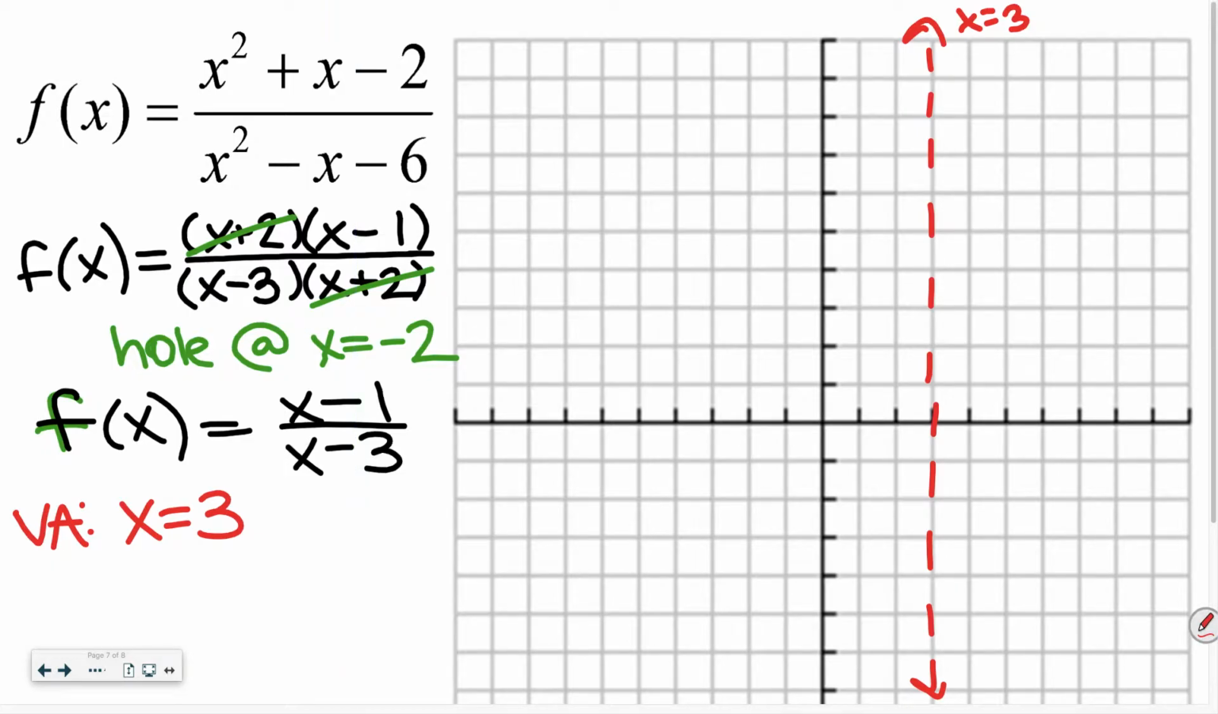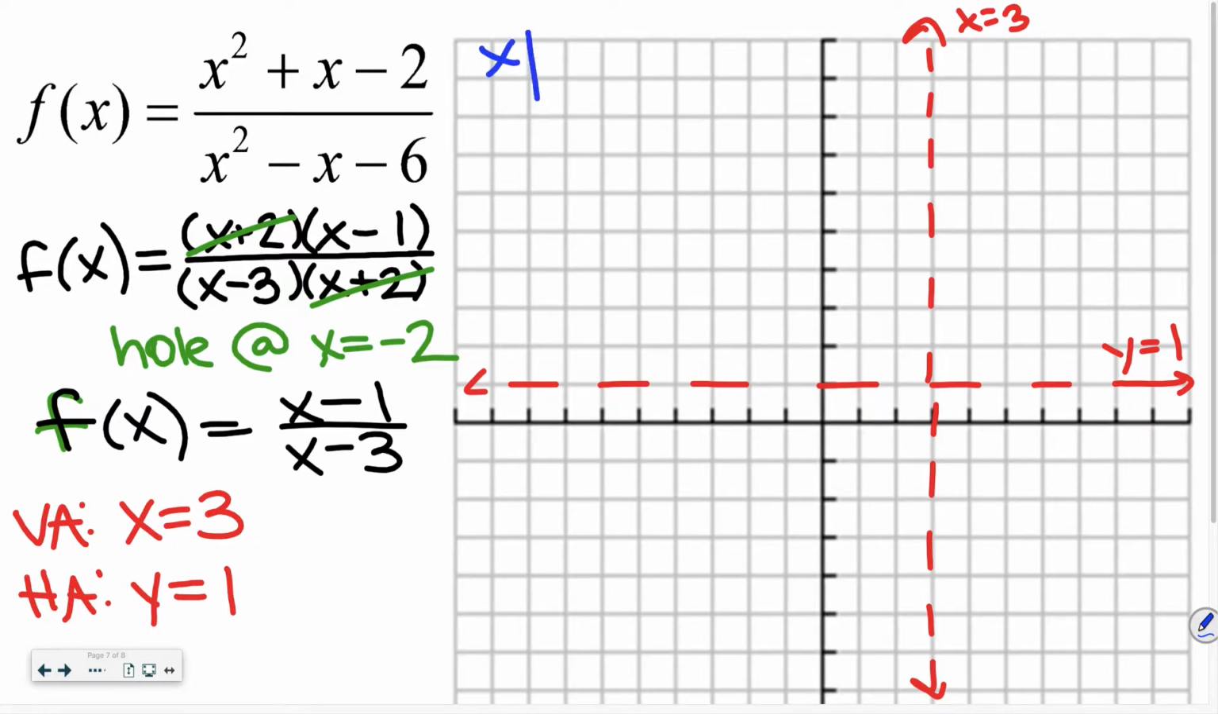The degrees of numerator and denominator are the same. So we're going to look at the coefficients to get our horizontal asymptote of y equals 1. Since we've canceled, has anything changed in our process? Nothing has changed. We identified asymptotes, same as normal.